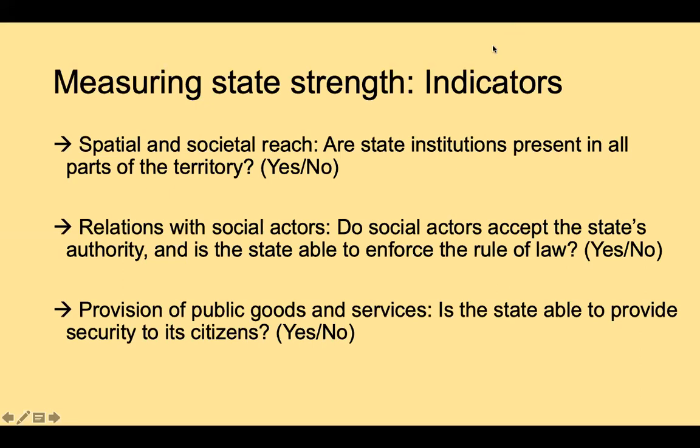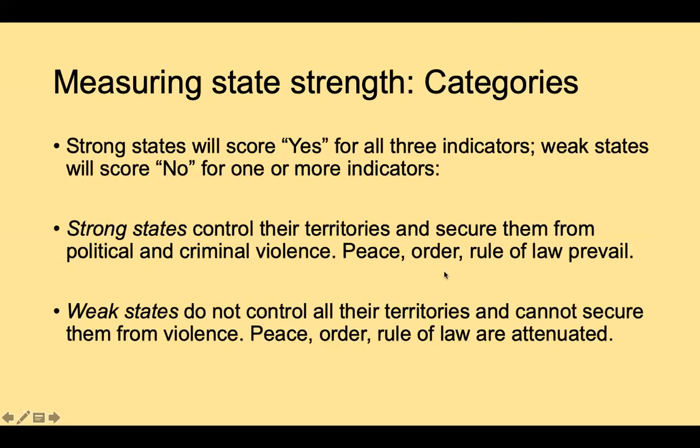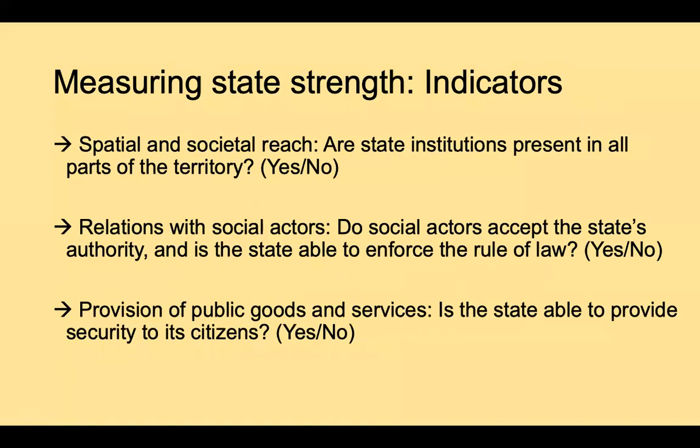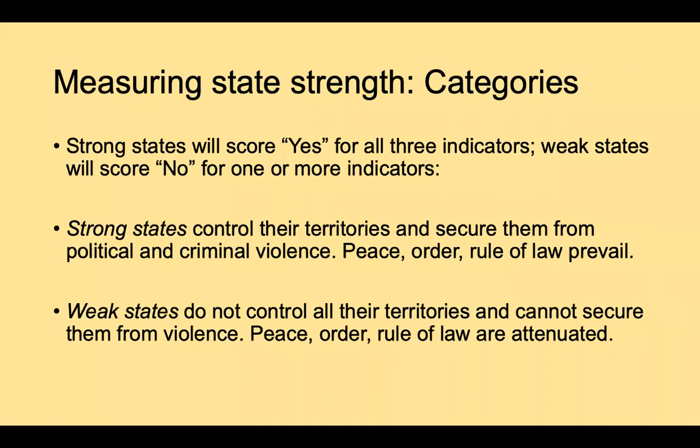And what we're going to do is take a look at how we can use these indicators to analyze data and categorize different states based upon their strength or their weakness. And so we have then three dimensions that we'll use to form our categories and to categorize states.